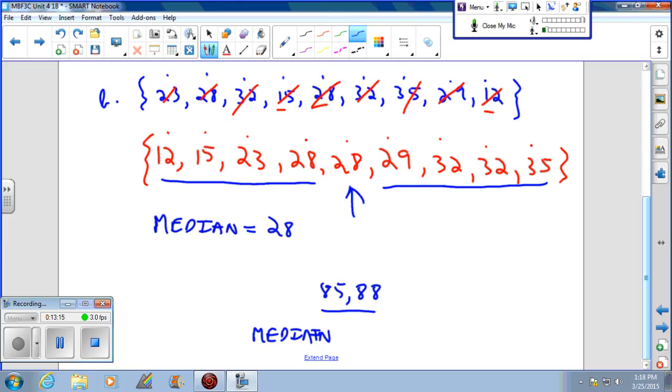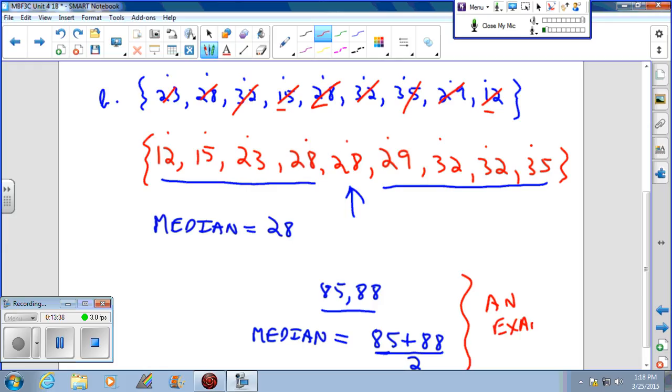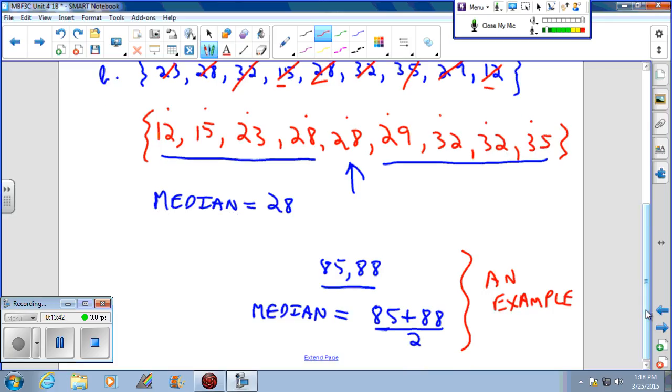Median, M-E-D-I-A-N. So it'd just be the two numbers added together, divided by 2. And this is just an example. I'm not really sure what the middle two numbers are. We'd have to write down all those numbers and then arrange them in numerical order. Okay, so that was our median.